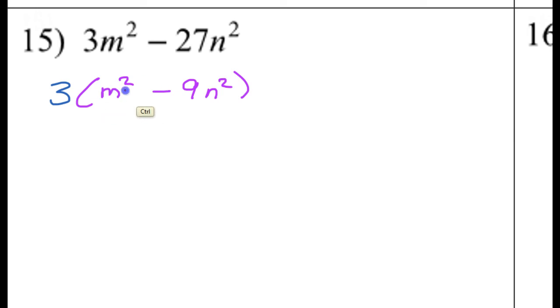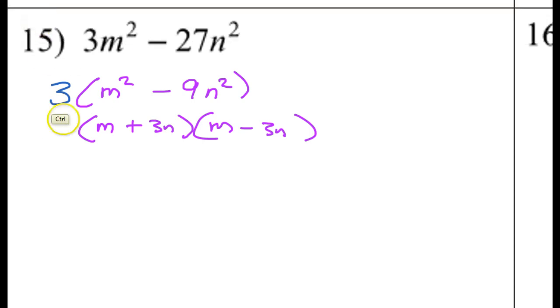And m squared and n squared are perfect squares. 9 is also a perfect square because that's 3 times 3. So we should be able to factor this further using the difference of two squares pattern. So we will do m plus 3n and m minus 3n. Don't forget to include the GCF that you pulled out in the previous step, and that will be your final answer.